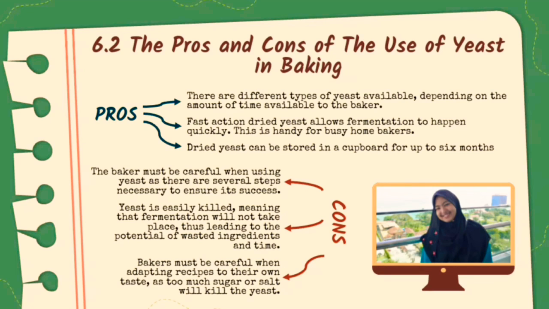For the cons, first, the baker must be careful when using yeast, as there are several steps necessary to ensure its success. Second, yeast is easily killed, meaning that fermentation will not take place, thus leading to the potential of wasted ingredients and time. And third, bakers must be careful when adapting recipes to their own taste, as too much sugar or salt will kill the yeast.